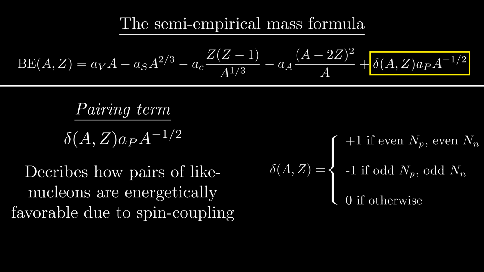The A to the negative 1/2 term is more or less empirically determined, as a theoretical calculation with the liquid drop model would give us a 1/A term instead. But A to the negative 1/2 is found to fit real-world data better. The magnitude of A sub P is 11.2 MeV.